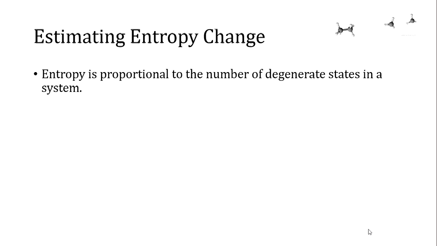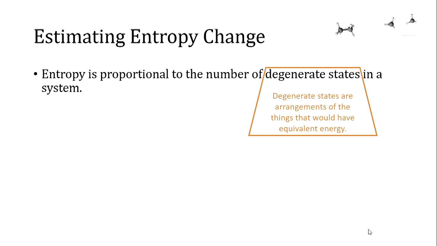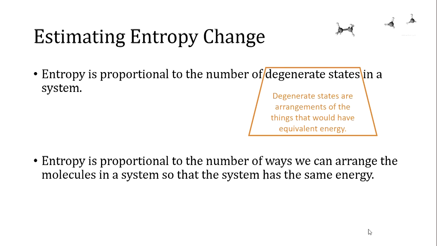Estimating entropy change is a little bit more challenging. The entropy is proportional to the number of degenerate states in a system, and by degenerate states I don't mean that we have states in which the molecules are misbehaving. Instead, a degenerate state in thermodynamics is an arrangement of the things in that system that would have equivalent energy. So we can say entropy is proportional to the number of ways we can arrange the molecules in a system so that the system has the same energy, and we can't otherwise tell the difference between what's going on.